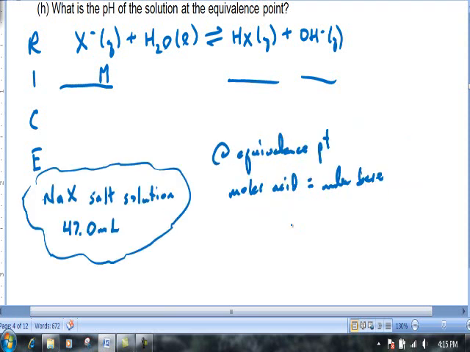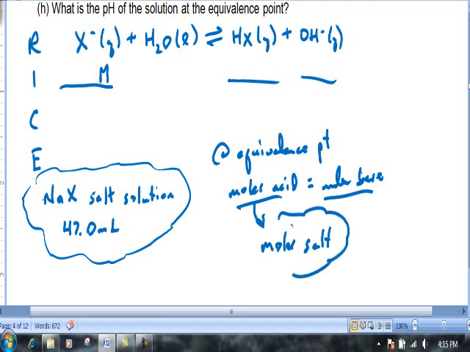Now another thing is, at our equivalence point, we know that the moles of acid equals the moles of base. Now what all the acid is turned into at the equivalence point is salt. So if we know how many moles of acid we have when we started, that also gives us how many moles of salt are going to be present at the equivalence point, because all of the acid that's been neutralized is turned into salt. So if we know our moles of base that we added to neutralize the acid, that tells us how many moles of acid were present in our sample. That also then gives us how many moles of salt are present at the equivalence point.